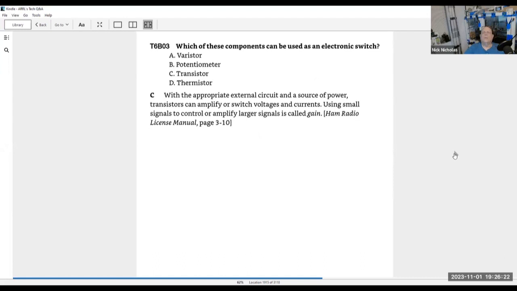And which of the components can be used as an electronic switch? Well, of all these devices, a varistor is a form of condition-controlled resistance. A potentiometer is a variable resistor. And a thermistor is a temperature-controlled resistor. But a transistor can either amplify or be used as a switch.